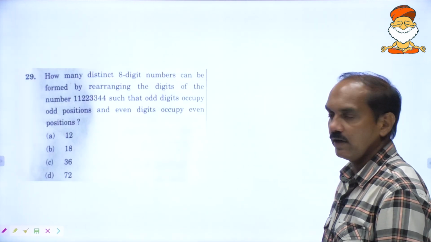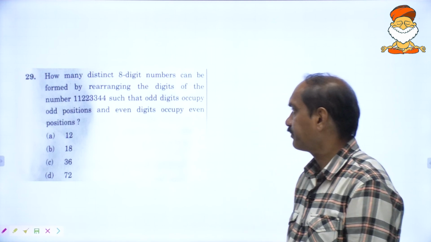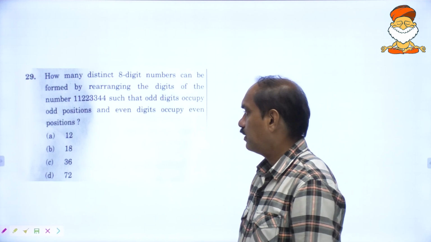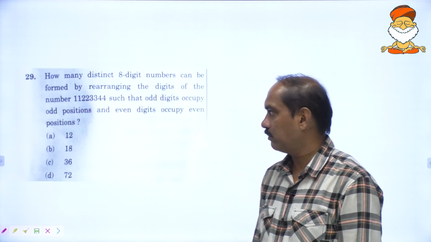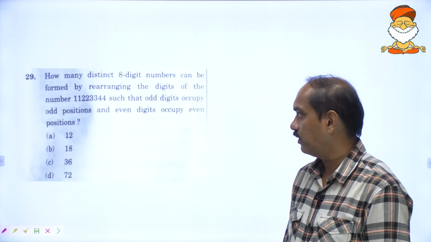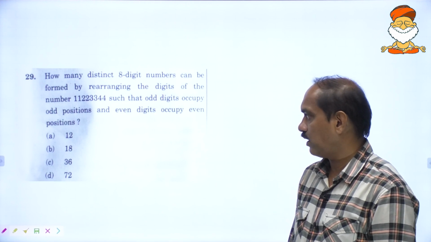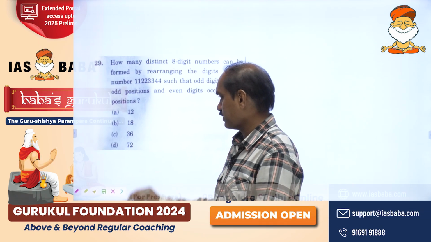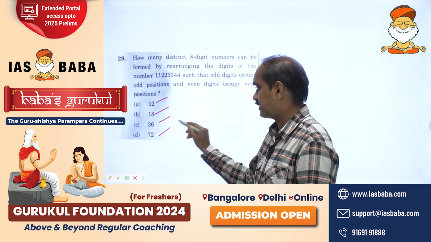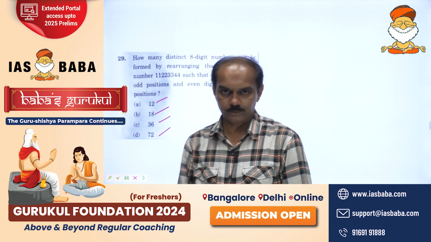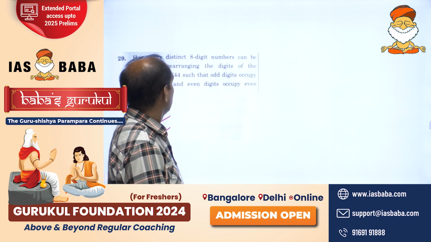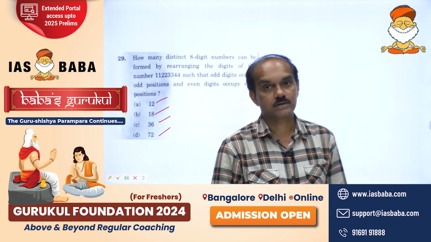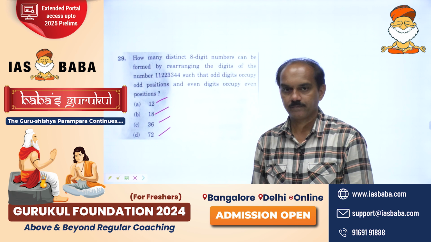Problem number 29. We are doing B series. How many distinct 8-digit numbers can be formed by rearranging the digits of the number 11223344 such that odd digits occupy odd positions and even digits occupy even positions. Your options are 12, 18, 36 and 72. This is a problem on permutations and combinations.